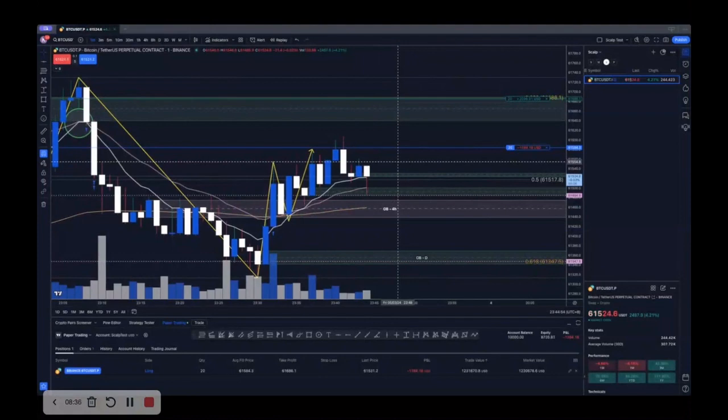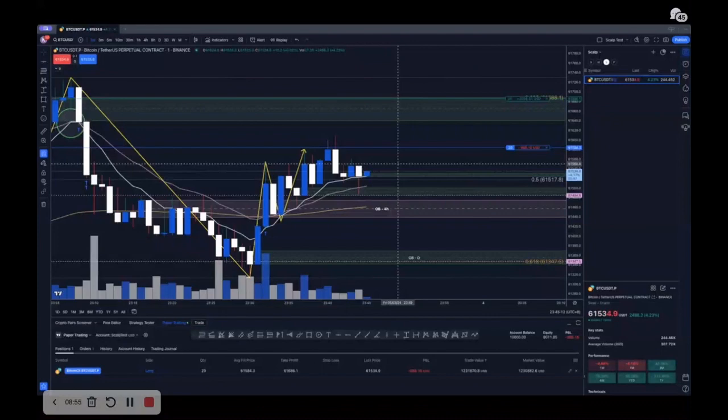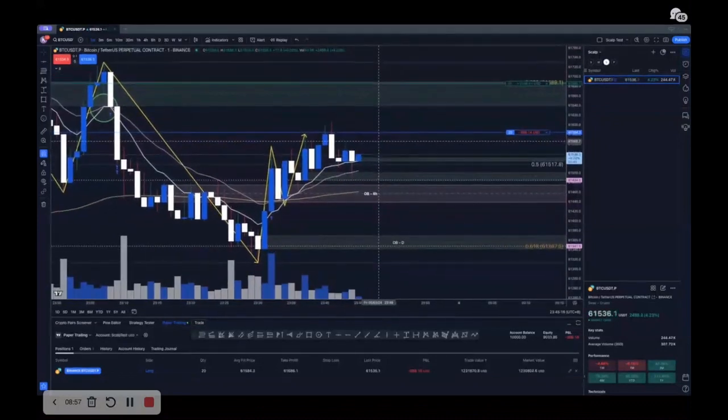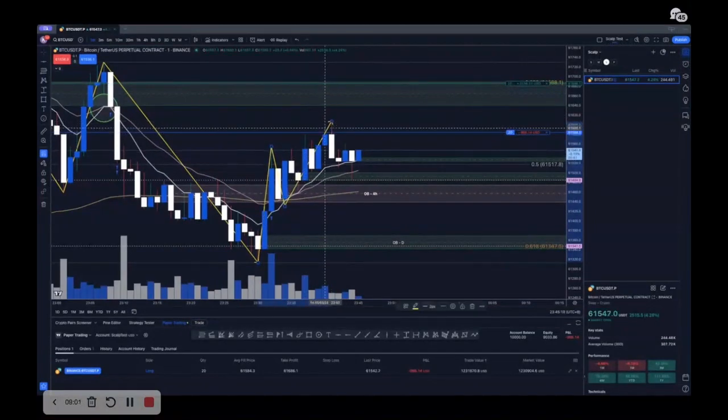So we closed above EMA 10 again, and we're kind of just ranging a little bit. But we somehow have accomplished a higher high, and that is now a higher low. So this is considered rather bullish, and we are bullish.